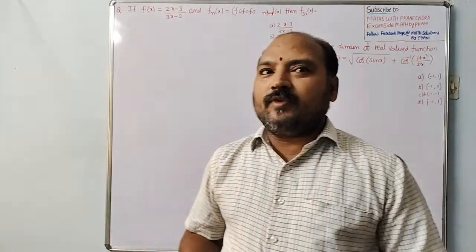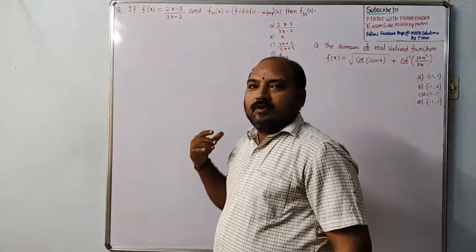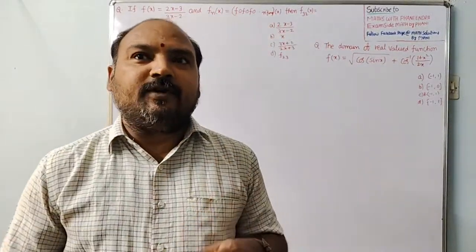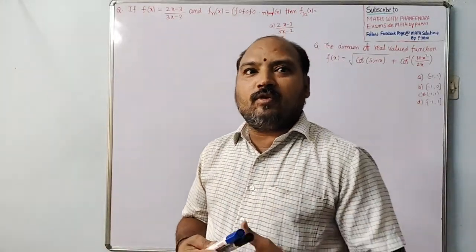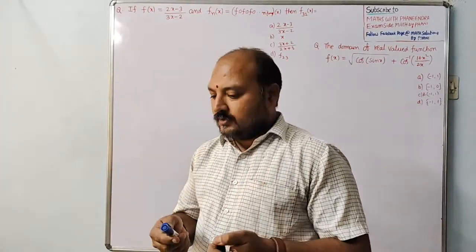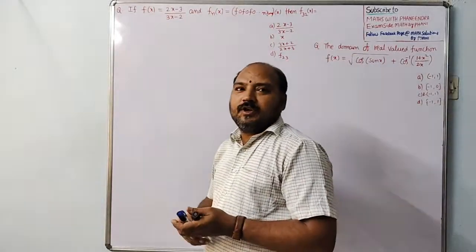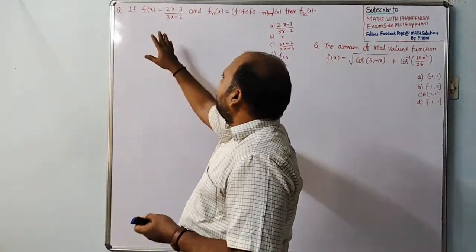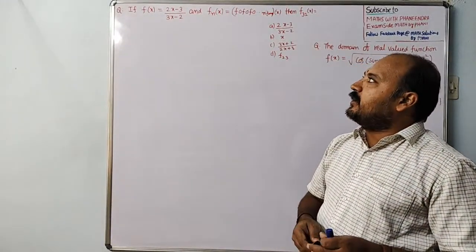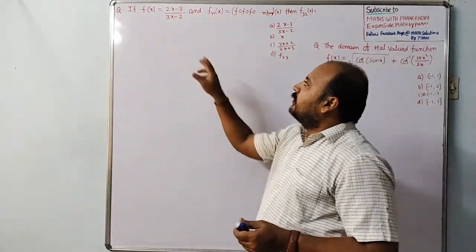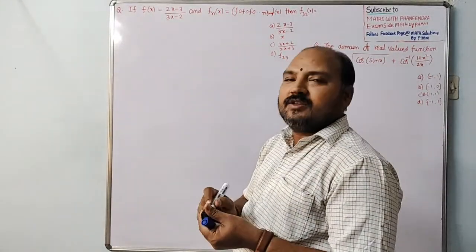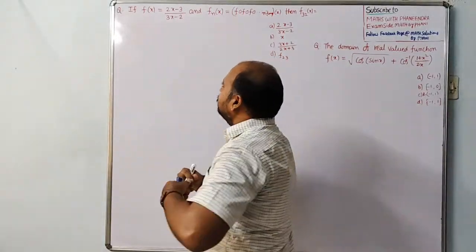In this video, we are discussing functions. We are in the second video. In the last video also, we already did that. Let us have a discussion. The first question here: f of x equals (2x minus 3) divided by (3x minus 2). Here some logic is there, a trick I am going to apply.